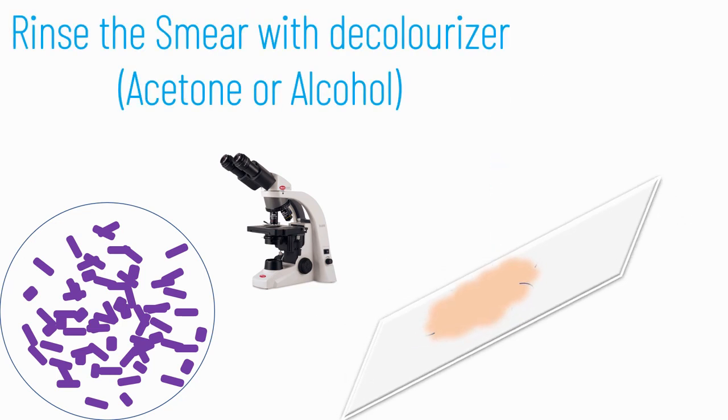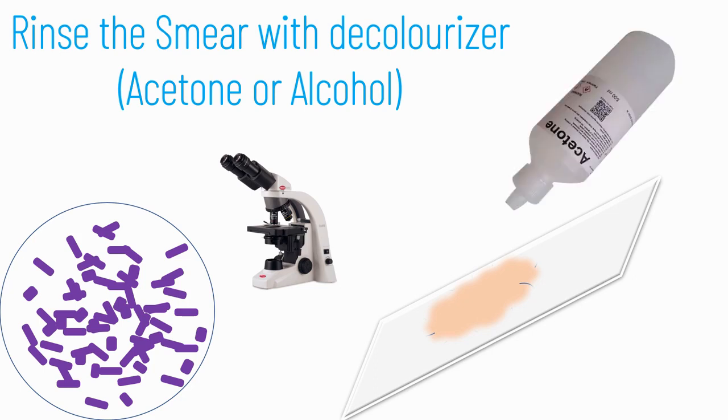Next, we proceed for decolorization of the bacteria. This can be done by using either acetone or alcohol. Acetone is a rapid decolorizer and should be used only for 2 to 3 seconds, whereas alcohol is used for 15 to 30 seconds till the slide is completely decolorized.